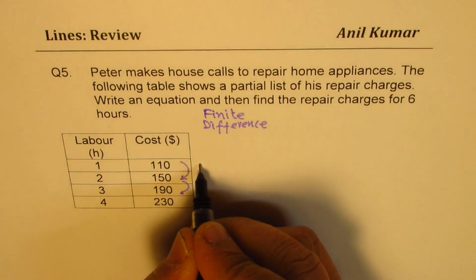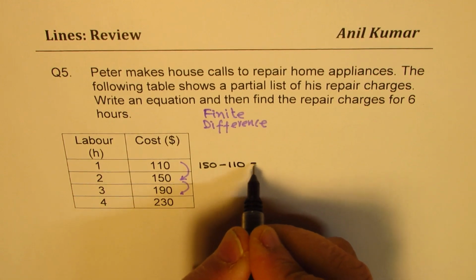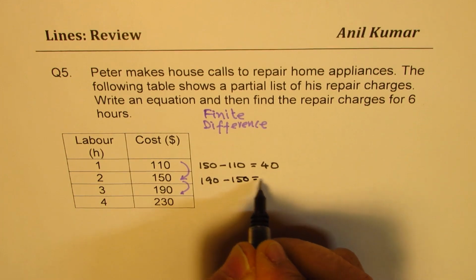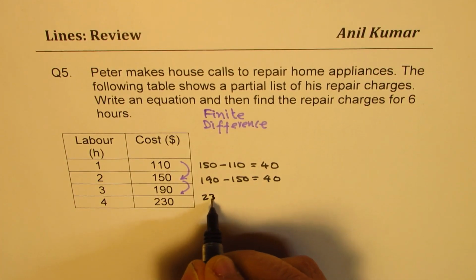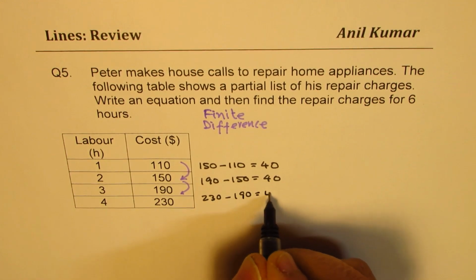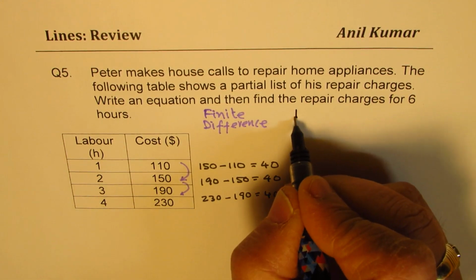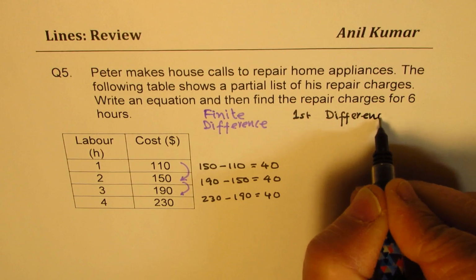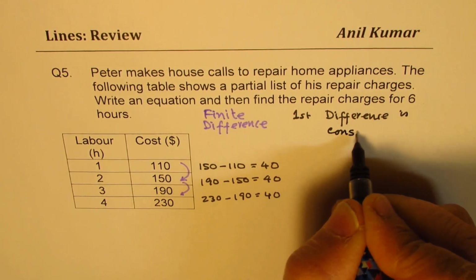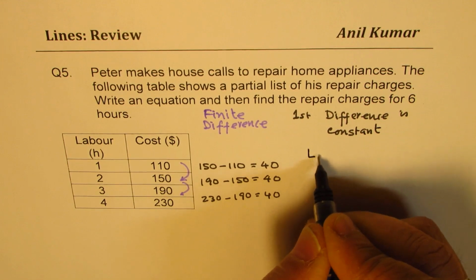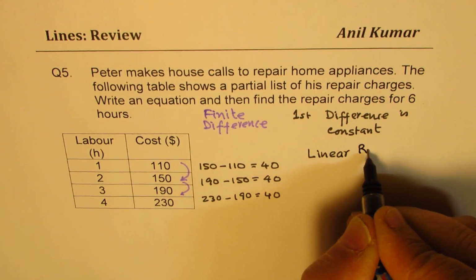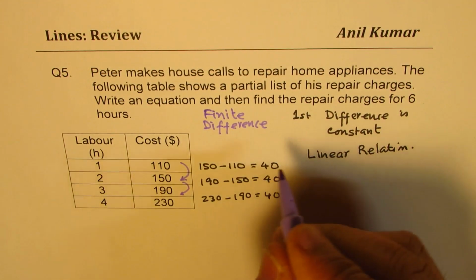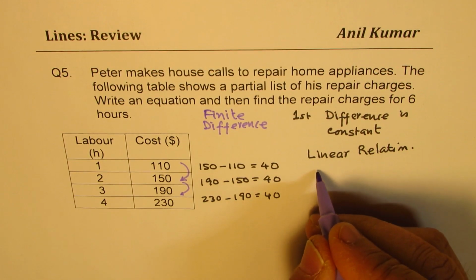You could do 150 minus 110, that is 40 for us. If I do 190 minus 150, that is also 40. And 230 minus 190 is also 40. So what we notice here is that the first difference is constant, and therefore we have a linear relation. Correct? Since we have a linear relation, we could represent this function as a straight line.